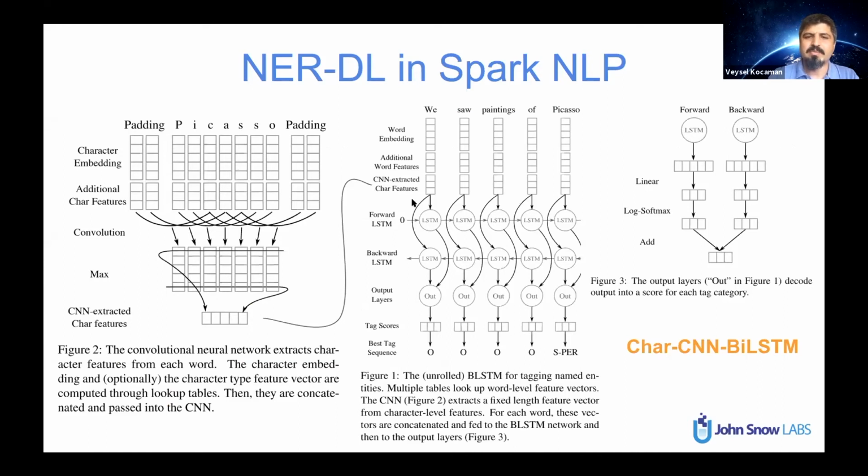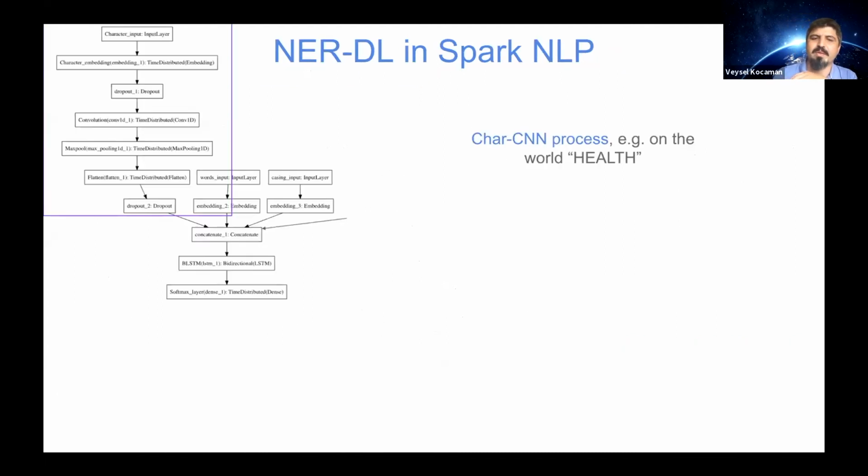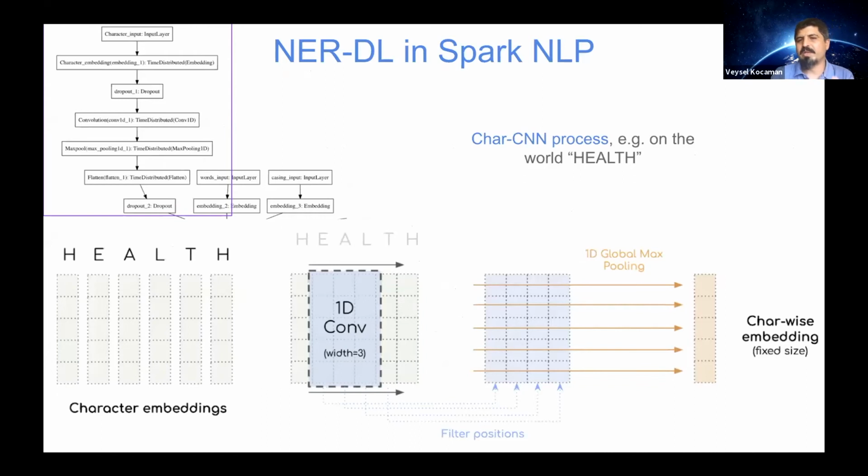And as the second one, the word embeddings, we already have them. And with the casing features, we concat all of them and then feed them into the BiLSTM architecture. And then at the end, there's a softmax layer. So this is how the character-based CNN works. This is the upper left side of the architecture.